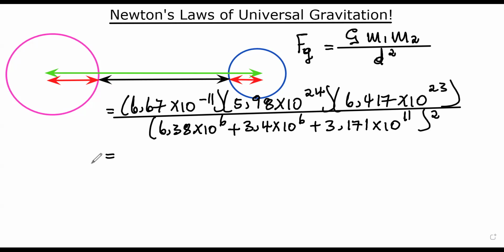So we have 6.67 times 10 to the negative 11, multiplied by this much, and multiplied by this much. And this is divided by 6.38 exponent 6 added to 3.4 exponent 6 and further added to 3.171 exponent 11. Yes, what am I doing here? It's supposed to be exponent 11 and everything must be squared.